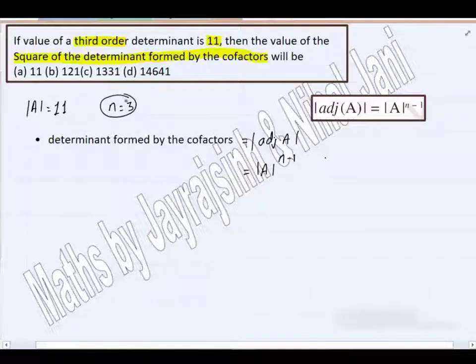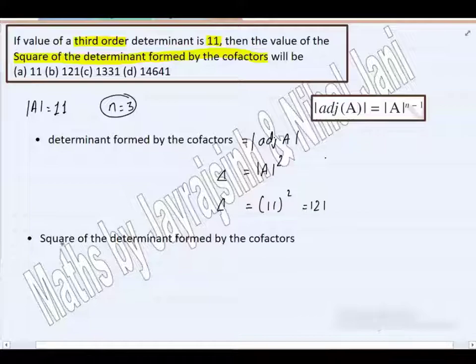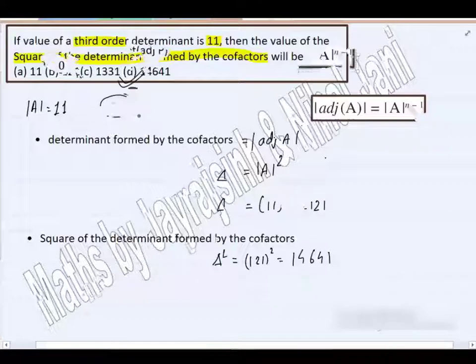And here n is 3. So we can say here we have to write 3 minus 1, or we can say square. So our delta is 11 square, or we can say 121. But don't forget, we have to find the square of the determinant formed by the cofactors. Actually we have to find delta square. So 121 square is equal to 14641. So tada! Option D is your final answer.